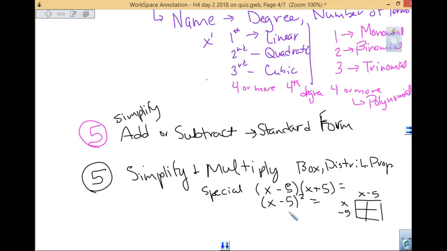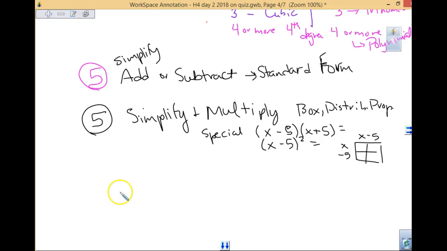And then the last 2 questions that you are going to see on the quiz tomorrow are going to be problems where I ask you to factor. So you're going to be asked to write it in factored form.